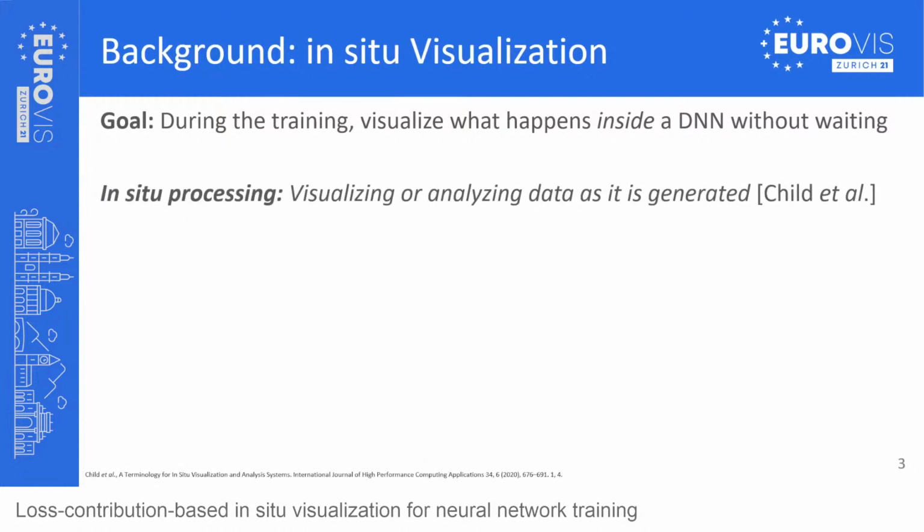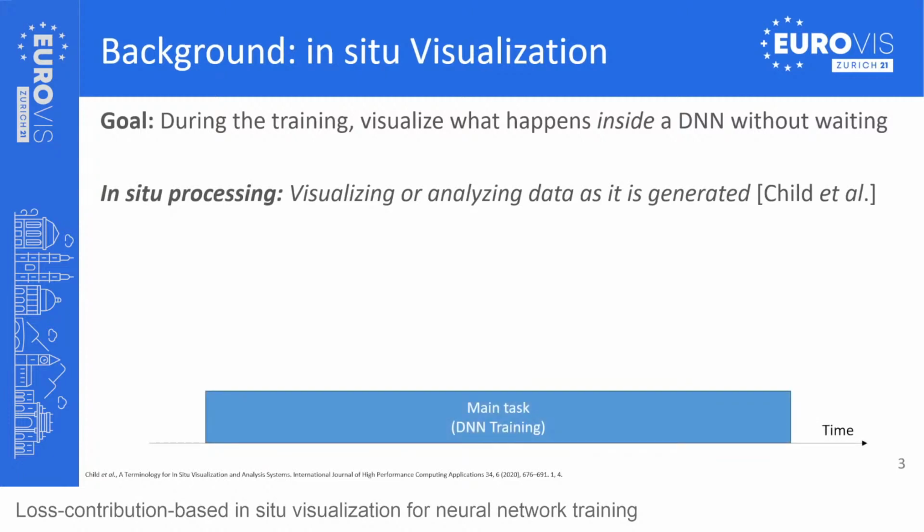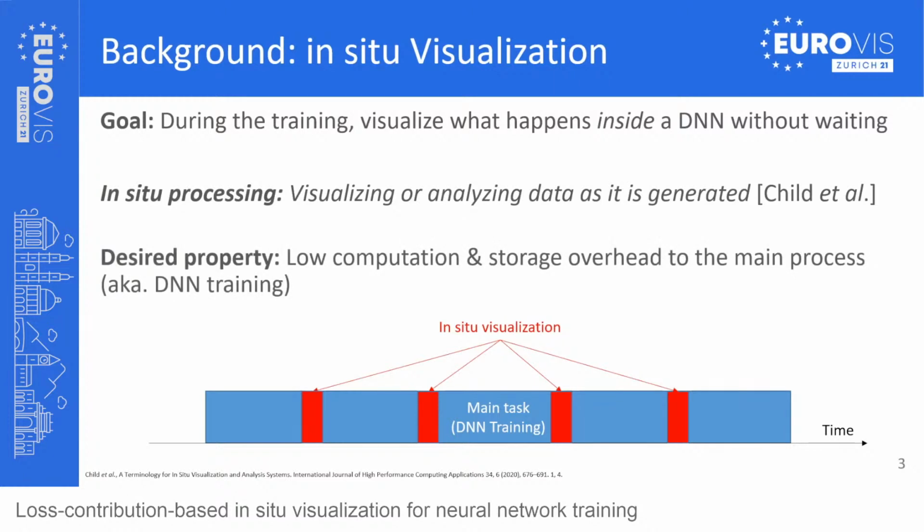In the high-performance computing area, this is often called in situ processing. Here I quote a sentence from a survey paper, which said that in situ processing is to visualize or analyze data as it is generated. To achieve this, during the training of a deep neural network, we want to add extra code to periodically probe the deep neural network being trained. As a result, it is important that the extra code does not create too much overhead in terms of computation, I/O, and storage, so that it will not slow down the training.